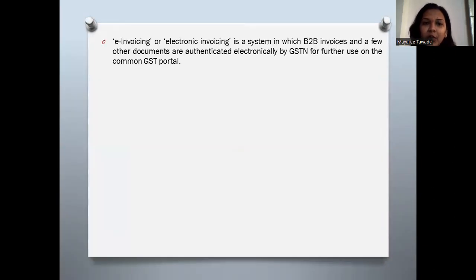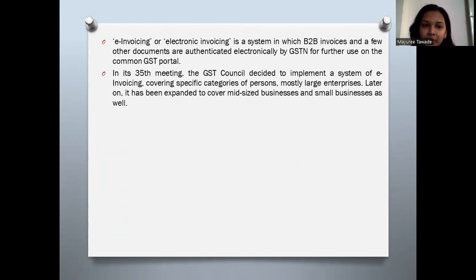So e-invoicing or electronic invoicing is a system in which B2B invoices and a few other documents are authenticated electronically by GST for further use on the common GST portal. In its 35th meeting, the GST Council decided to implement the system of e-invoicing covering specific categories of persons, mostly large enterprises. Later on, it has been expanded to cover mid-sized and small businesses as well.